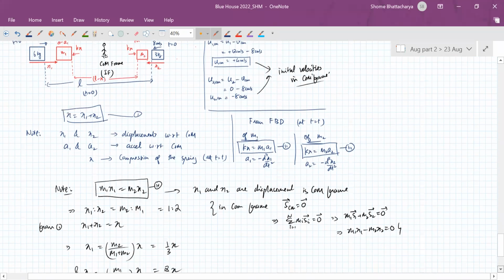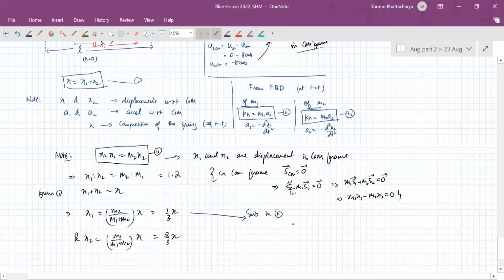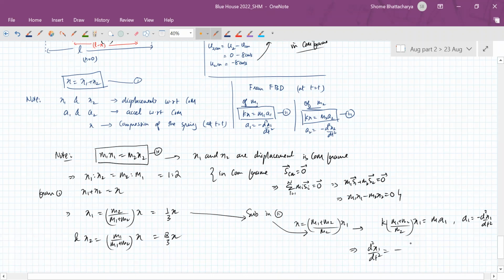Okay. So now let's concentrate on these two equations. Substitute this in equation 2. Write x as m1 plus m2 upon m2 times x1. Substituting, equation 2 becomes k into m1 plus m2 upon m2 x1 is equal to m1 a1, and a1 is minus d2 x1 by dt square. So we have the equation of SHM: d2 x1 by dt square is minus k into m1 plus m2 upon m1 m2 times x1.